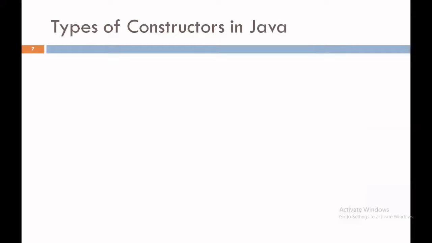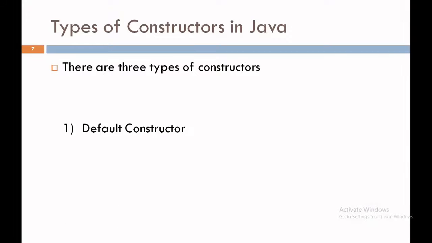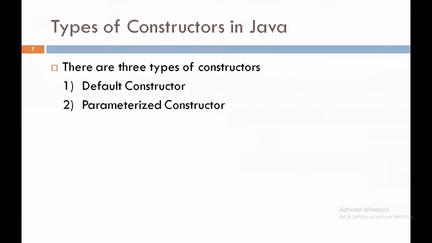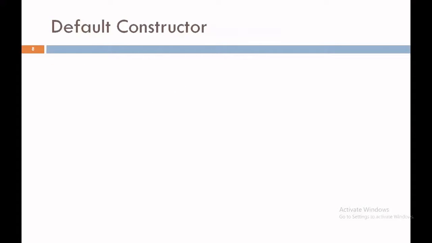Now we discuss the types of constructors available in Java. There are a total of 3 types of constructors available in Java. The first one is the default constructor. The second one is the parameterized constructor. And the third one is the copy constructor. We will discuss all of these in detail with simple examples. Now, the first constructor is the default constructor.